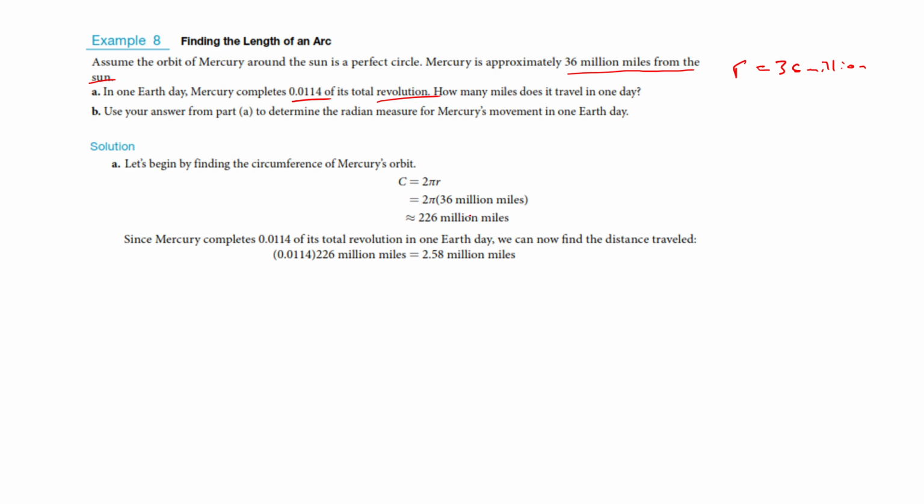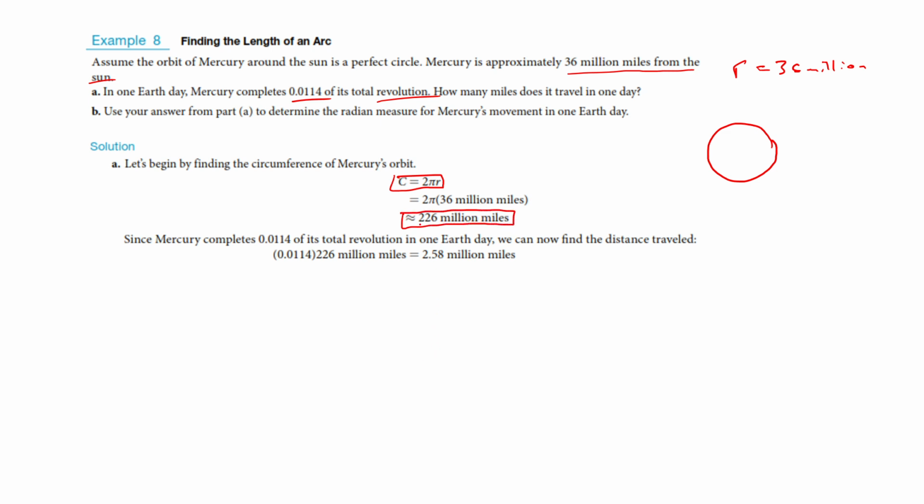So I'm going to take the formula for a circumference. Isn't the circumference the travel around the outside of the circle? It's the distance that you did if you walked the circle. So let's find the length of Mercury's orbit. I'm just going to plug it into the circumference formula. I know the radius, circumference is 2 pi times r. Okay, I've got it. So I get about 226 million miles.